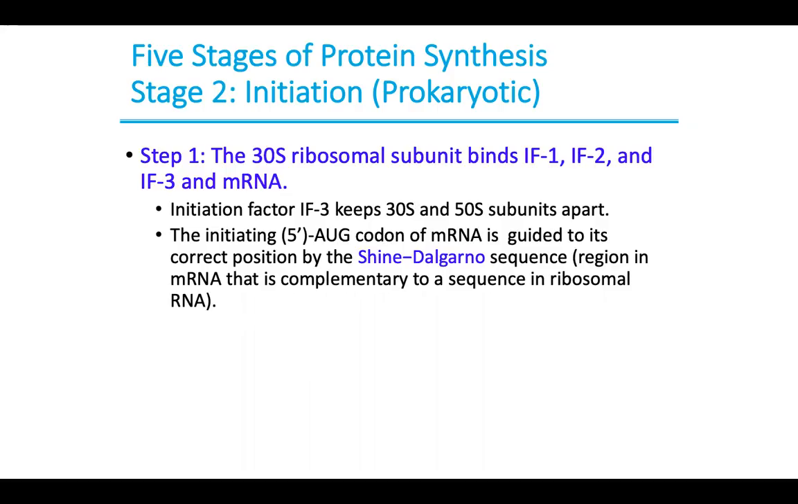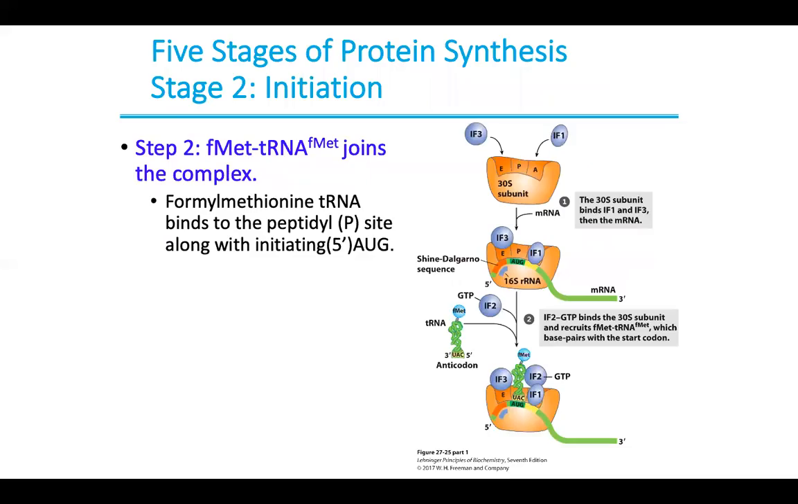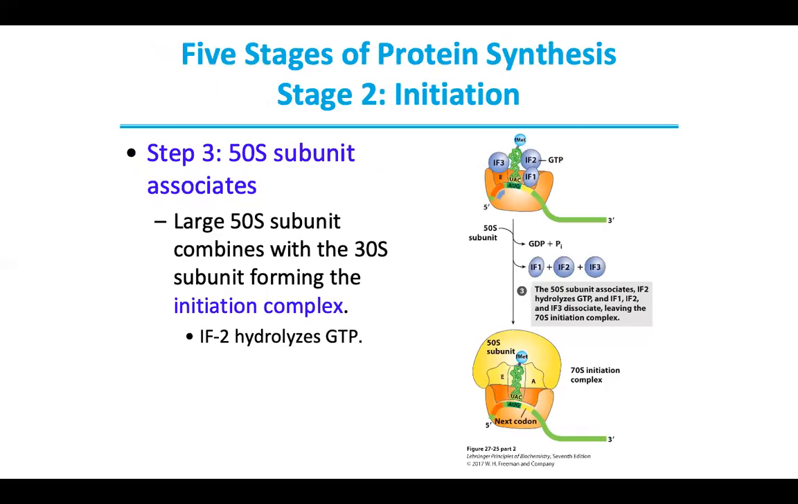Initiation factor 3 keeps the 30S and 50S subunits apart. The initiating 5' AUG codon of mRNA is guided to its correct position by the Shine-Dalgarno sequence, which is a region in mRNA that is complementary to the sequence of ribosomal RNA. The second step is the formylmethionine tRNA joins the complex. The formylmethionine tRNA binds to the peptidyl site along with the initiating 5' AUG. So again, you have the Shine-Dalgarno sequence. That Shine-Dalgarno sequence is like an initiating sequence to guide the mRNA that you already have in the ribosome.